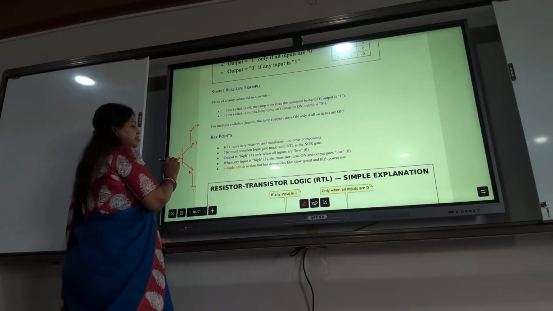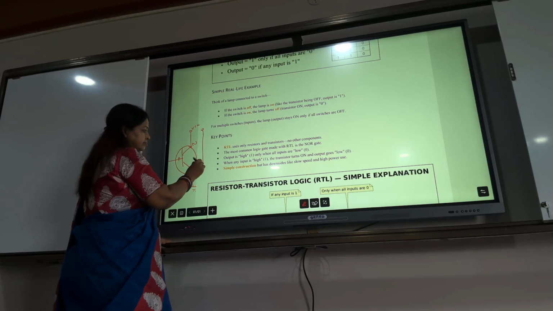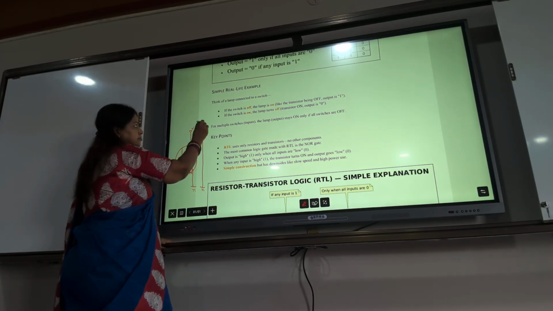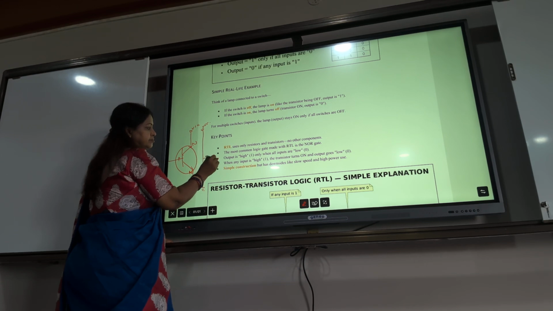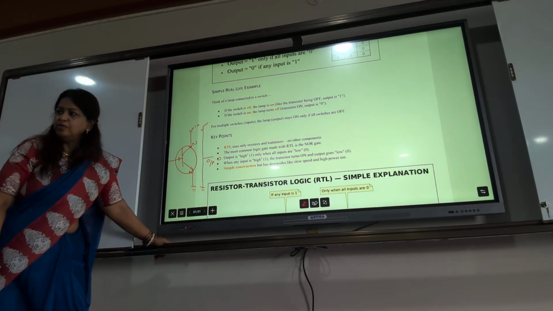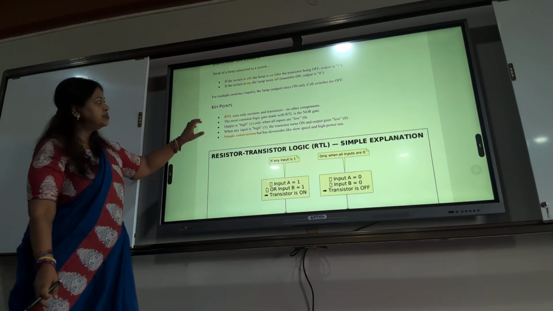So when the transistor is on, what is on? This is conducting. So what will be the output? 0. Connected by short circuit to ground. So that is what we are going to use here.